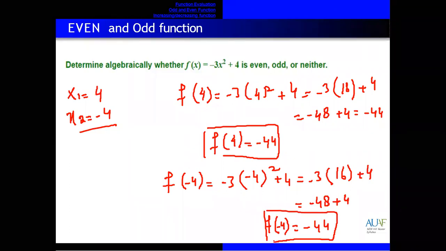This function is called an even function. Okay, when you draw the graph of an even function, it always gives you a parabola. This one, this one. So the graph of an even function is a parabola.